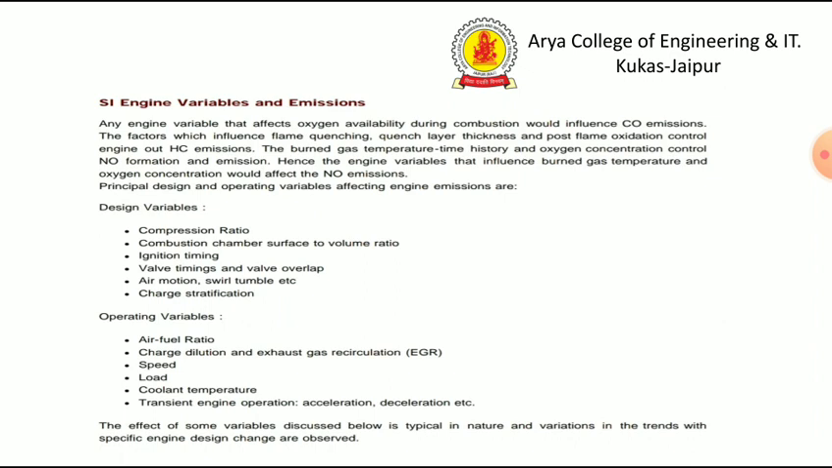There are various types of design variables and operating variables which affect the emission formation in SI engines. The design variables are compression ratio, combustion chamber surface to volume ratio, ignition timing, wall overlap, air motion swirl and tumble, and charge stratification. The operating variables are air fuel ratio, charge dilution and exhaust gas recirculation, speed, load, coolant temperature, and transient engine operations like acceleration or deceleration, etc. The effect of some variables we will now discuss.